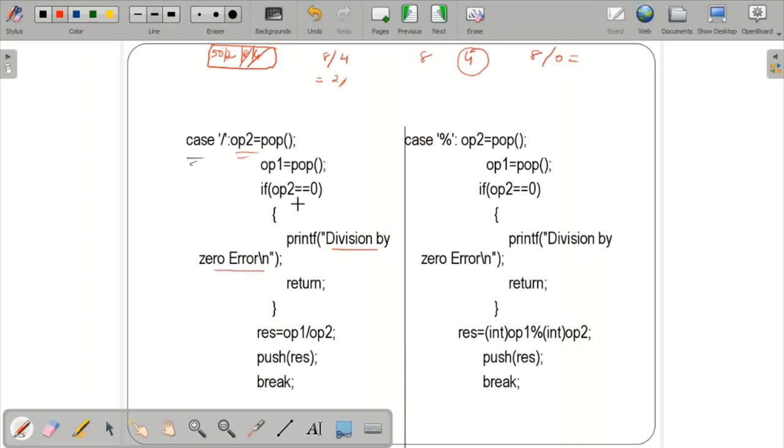If op 2 is equal to 0, you'll do this particular. Else what we have to do? Result directly 8 by 4, that is nothing but answer is 2, and that result needs to be pushed back to the stack. I'll repeat again.